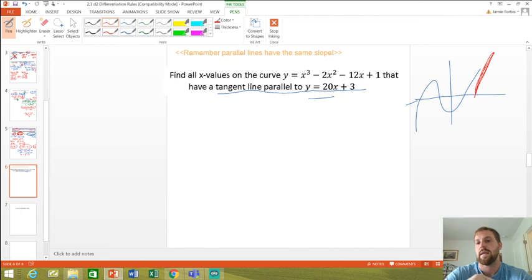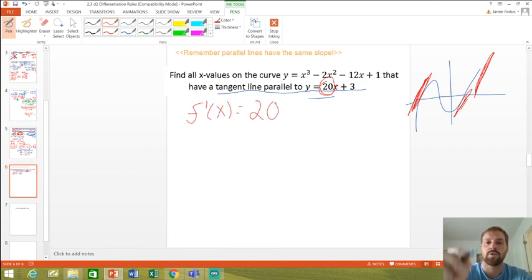It wants to know all the tangent lines on the graph that are parallel to that line. It looks like there might be 2 of them. So how we figure that out: parallel means that they share the same slope. So the slope of this line happens to be 20. So all it's asking me to do is figure out all the x values on the derivative where it's equal to 20. So this is what we're solving. And you can try to do that on your own, and we'll just do it as a class later.